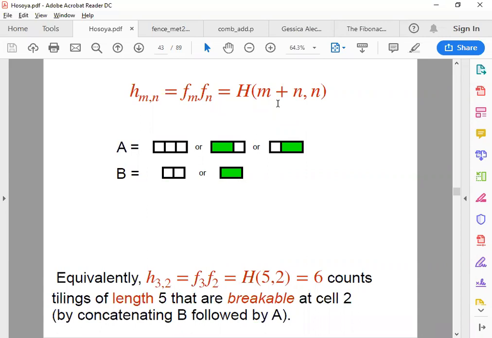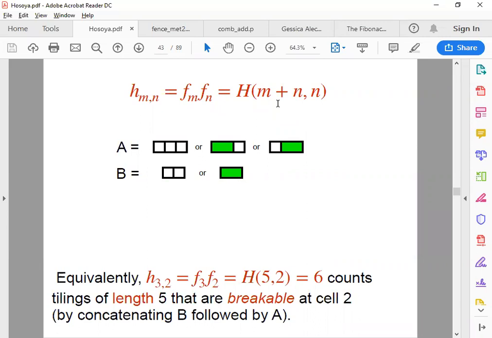3 plus 2 is 5. If I do my A tiling followed by my B tiling, these are going to be tilings that are breakable at the 3rd cell. Or the way I wrote it here, if I put my B tiling before my A tiling, I'm going to create a tiling of length 5 that's breakable at cell 2. Okay, so these are breakable tilings.